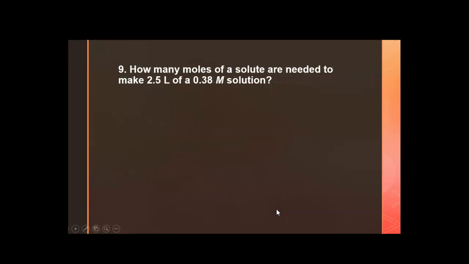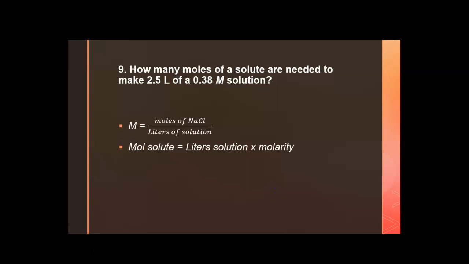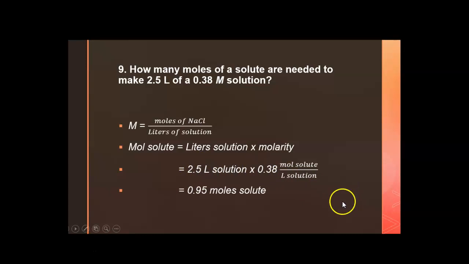Moving to number 9, how many moles of solute are needed to make 2.5 liters of a 0.38 molar solution? Well, from our definition, we found a couple of slides ago that moles of solute equal liters of solution times molarity. So we multiply 2.5 liters of solution times 0.38. See how I did this? Instead of putting a capital M, I wrote down what it meant so that I could see liters over liters as 1. And we end up with 0.95 moles of the solute.